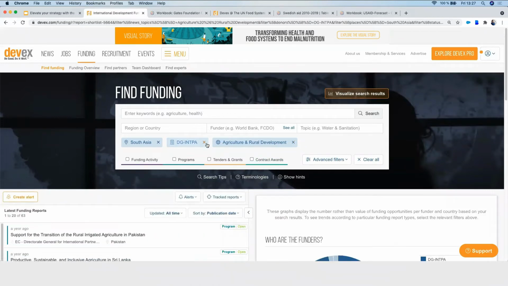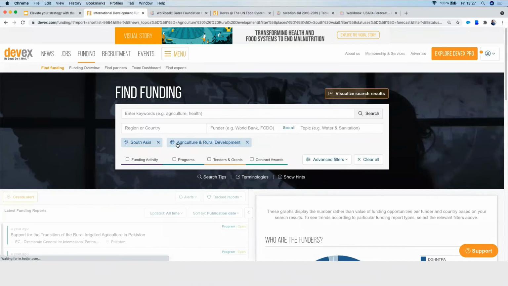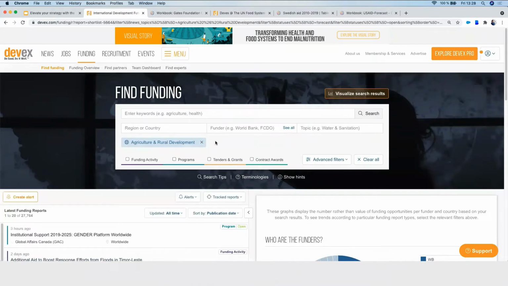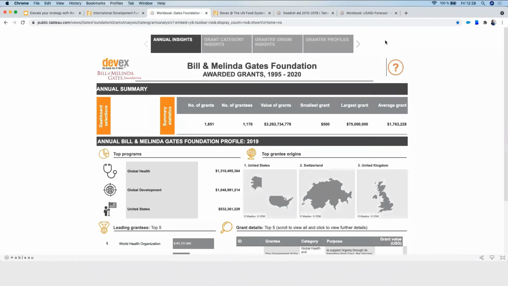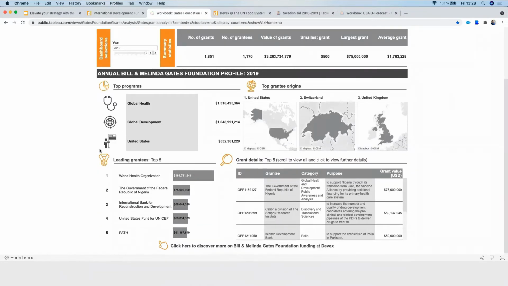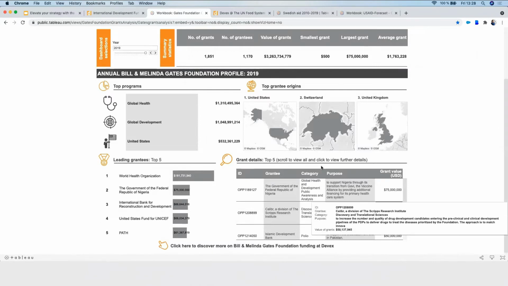Great. Well, now that I've assessed the situation, and perhaps the Bill and Melinda Gates Foundation has caught my attention, given the amount of work that they do in Eastern Africa in relation to agriculture and rural development, maybe I want to dig a little bit further into the foundation. So as I mentioned before, this is the kind of analysis that my colleagues produce. You can see here 25 years of Gates Foundation funding data. So in this first page, what you can see are the awarded grants, and it's an overview of each one of the years. So this is the total number of grants, the total number of grantees, the total value, the top grantee origins, the top programs, and the leading grantees, as well as the top 5 grants that were awarded in that year.